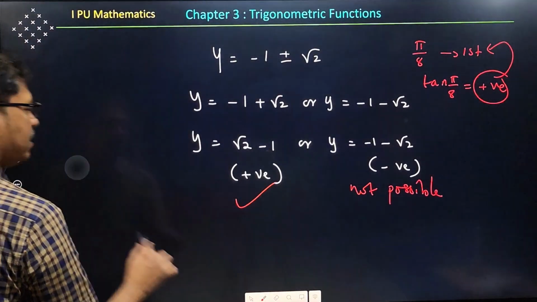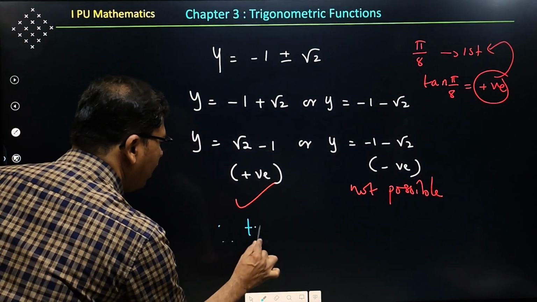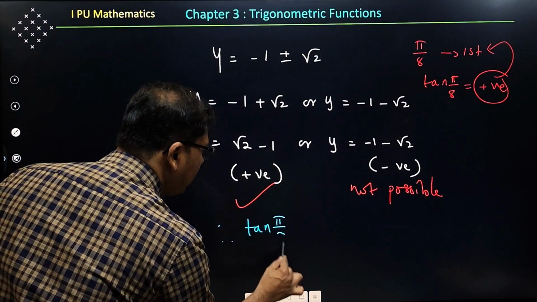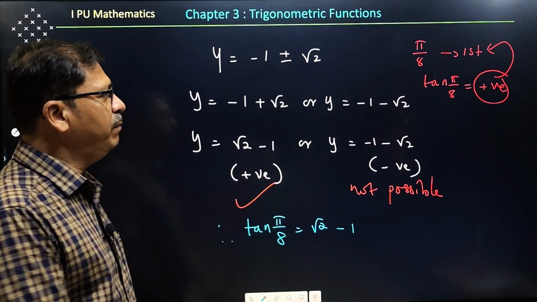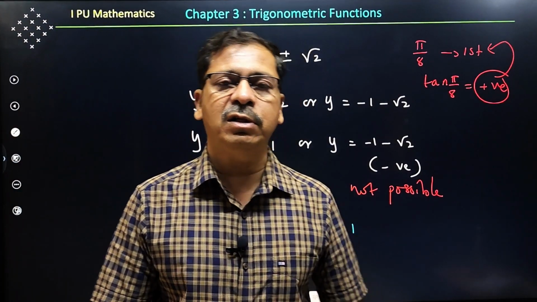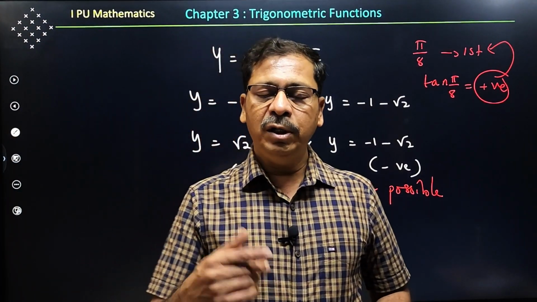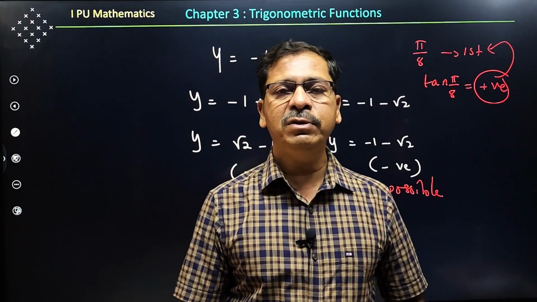Therefore, the conclusion is, y means tan pi by 8, no? Therefore tan of pi by 8 is equal to root 2 minus 1, which is the final answer here. Okay. So this completes the solution for this example. Now let me continue some other interesting problems in the next class.